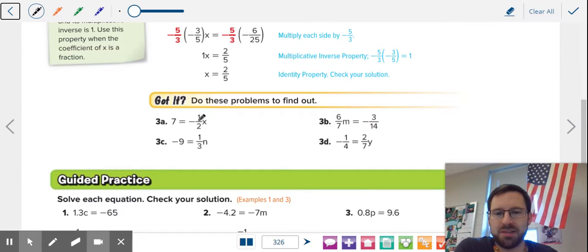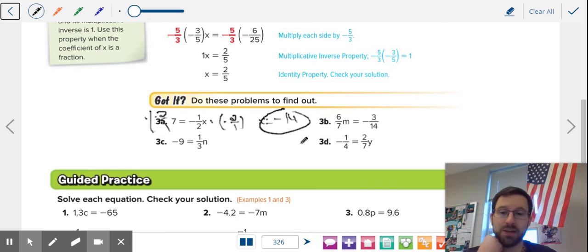So since it's kind of set up weird, remember with fractions, you can multiply by the reciprocal. So what we're going to do is multiply by this fraction flipped over. And actually, it's kind of nice for this one. Negative 2 times 7 is negative 14. I can actually do that in my head. Negative times a positive is a negative. 2 times 7 is 14.